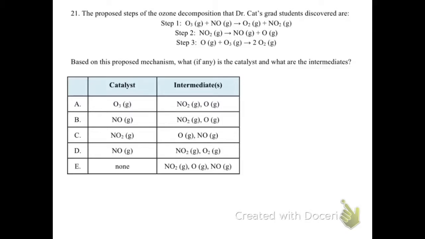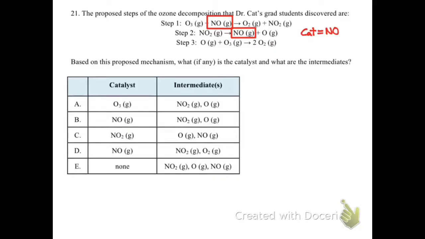So in this case, is there a catalyst? And the answer, despite what this says here, is yes. We can see nitric oxide, NO, is used up in the first step and reproduced in the second step. Anything that's used in one step and then remade in a later step, that's a catalyst, because once it's remade, it can facilitate the reaction over and over and over again. So our catalyst here is nitric oxide, NO.